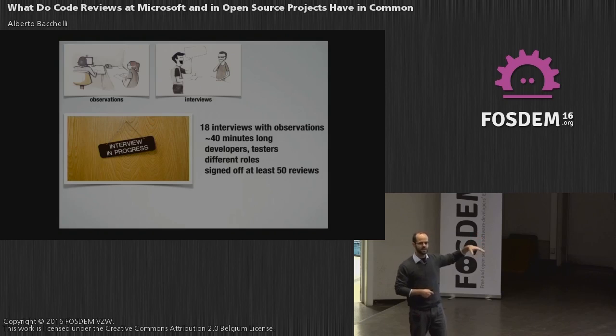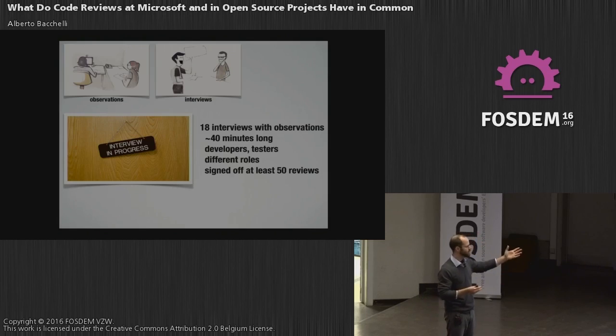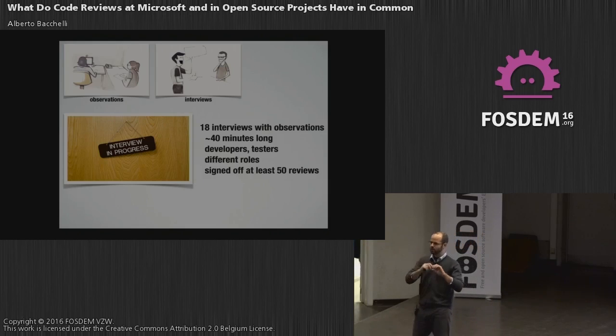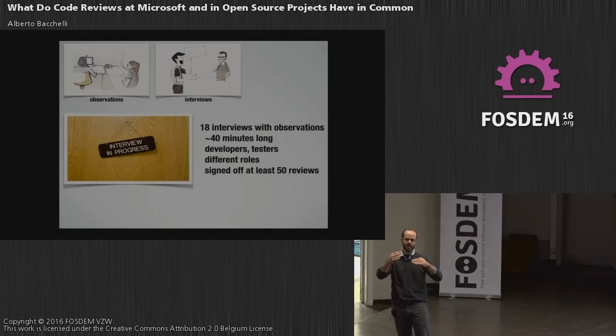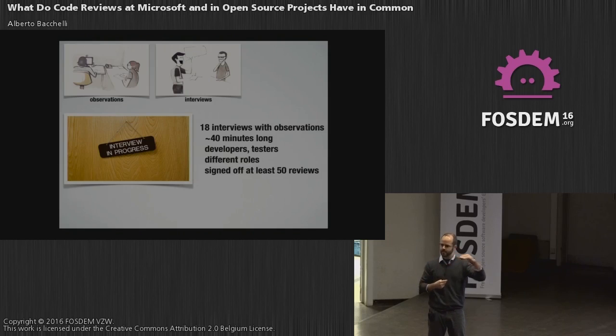So in this process, that's the first part of the study, we started observing 18 developers, with different roles, that signed off at least 50 reviews in the previous 3 months. So the idea was that the CodeFlow tool has an analytics backend that could tell us whenever a new code review request was created. Once that was created, we would write to that developer and ask if we could go and observe that developer in action while doing the code review.